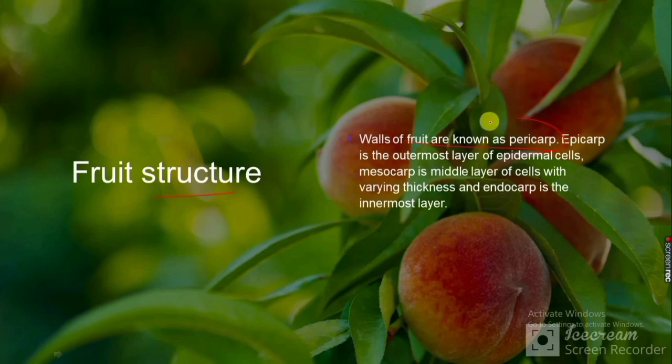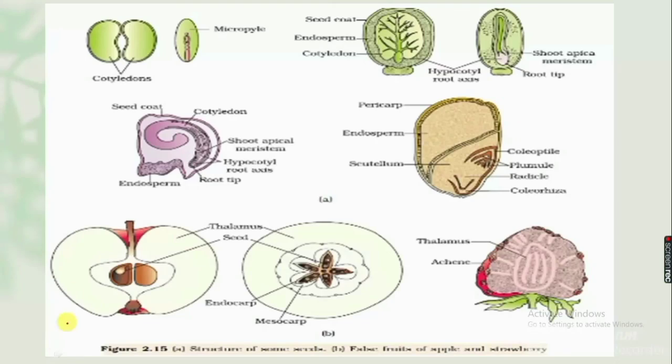Fruit structure. The wall of the fruit is known as pericarp. Epicarp is the outer layer, mesocarp is the middle layer of cells with varying thickness, and endocarp is the innermost layer. The fruit wall is known as pericarp. Epicarp is the outermost layer. Then the middle layer of cells is known as mesocarp, and endocarp is known as the inner layer.